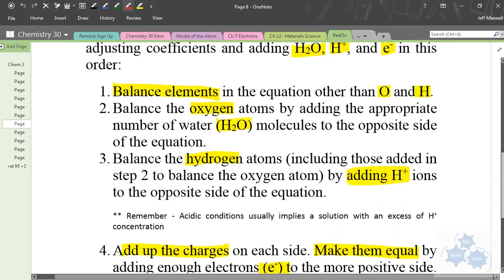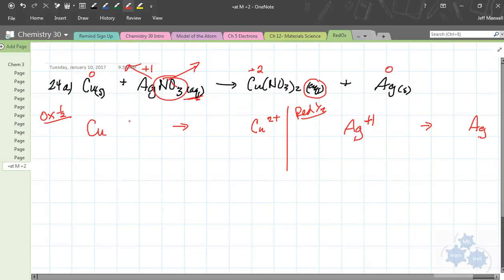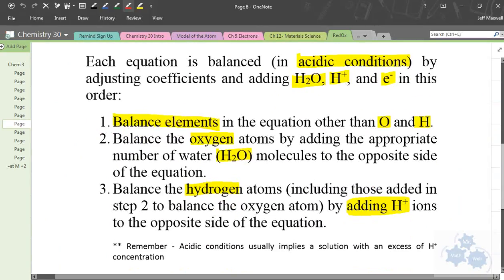What's rule number 1? Balance all elements other than O and H. Okay. So in our half reactions, copper, is this balanced? 1 copper, 1 copper. Yep. Ag, there's 1 there and there's 1 there. So we're good. You might run into a problem if this was Ag2, right? If this was a diatomic, then you'd have to do this. It's not the case, but if it was hydrogen or something, it would be, right? Or bromine or something, it would be. So that's balanced. Good. What's the next step?